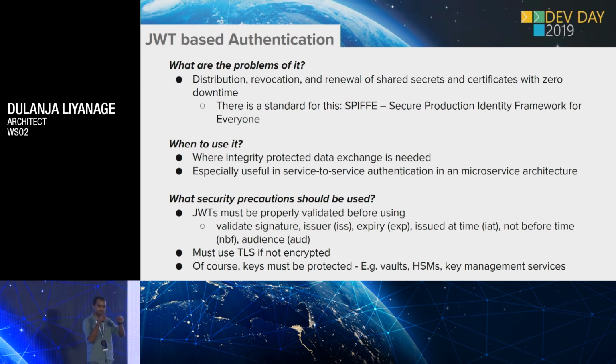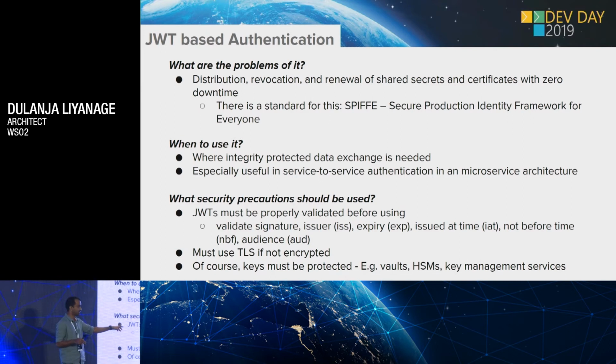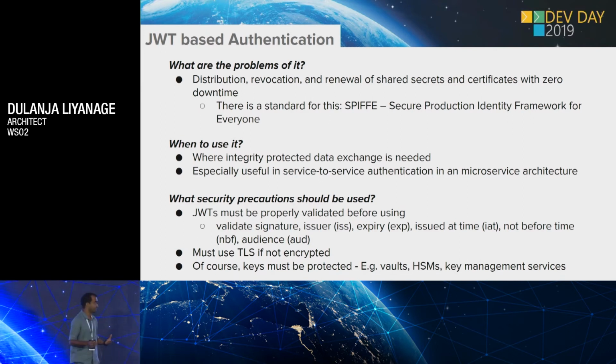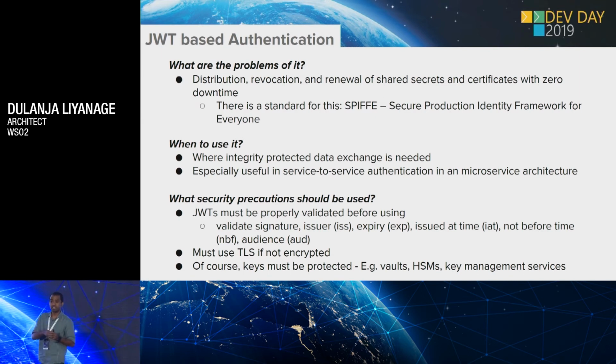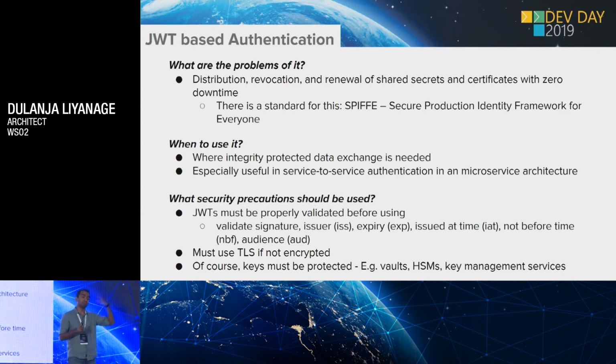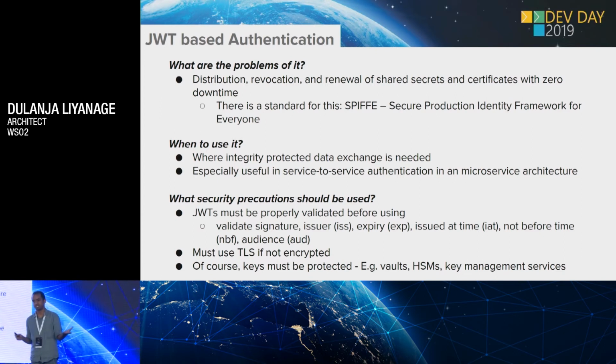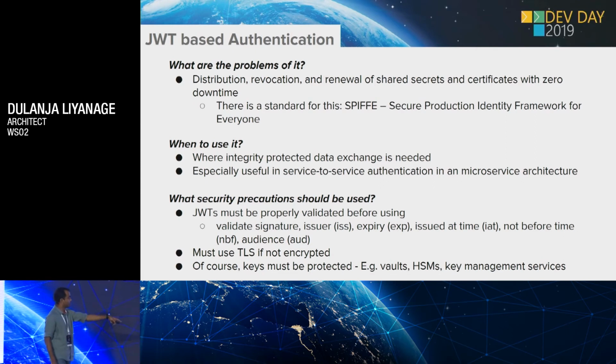There's a claim called ISS. These are standards, not custom ones that you put in, right? Then there's something called expiry, EXP, the expiry date of the JWT. Then you have an issued-at time. If the issue time is too far in the past, then the service can reject it, saying, I want a fresh JWT. What the heck is this? And then there's something called not-before time.